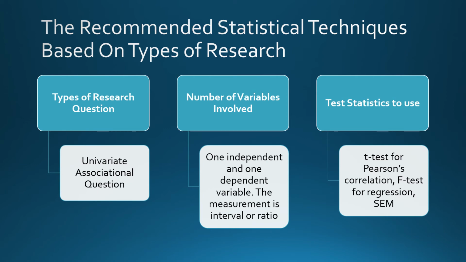Types of research question. Univariate associational question. Number of variables involved. 1 independent and 1 dependent variable. The measurement is interval or ratio. Test statistics to use. T-test for Pearson's correlation, F-test for regression, SEM.